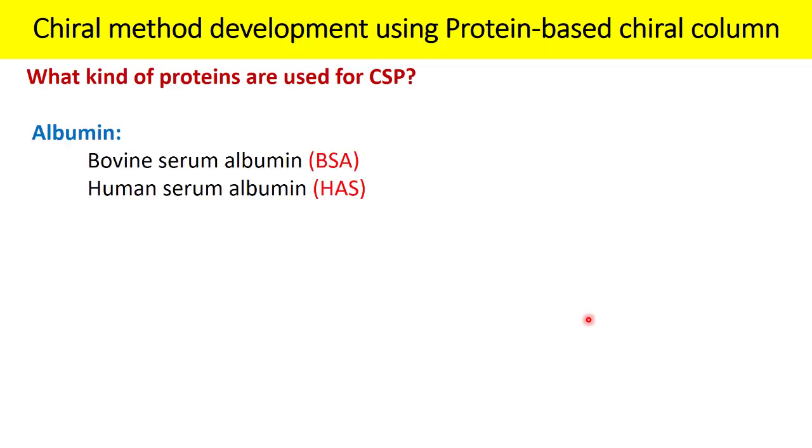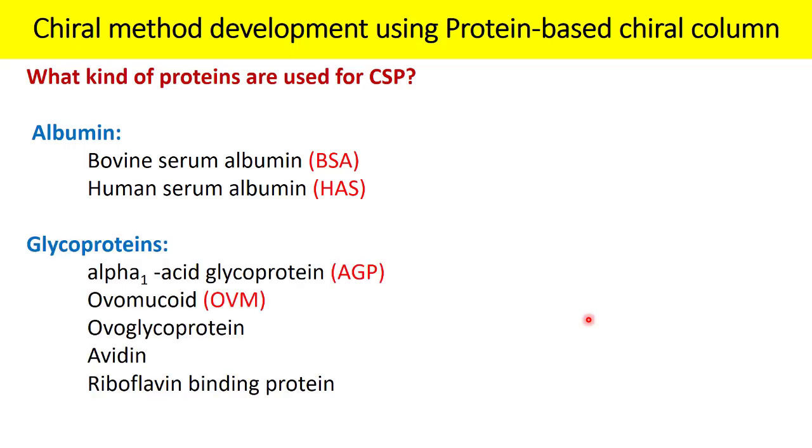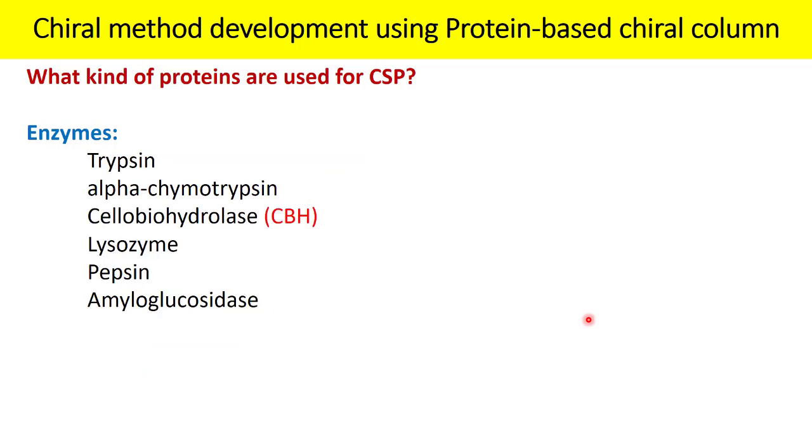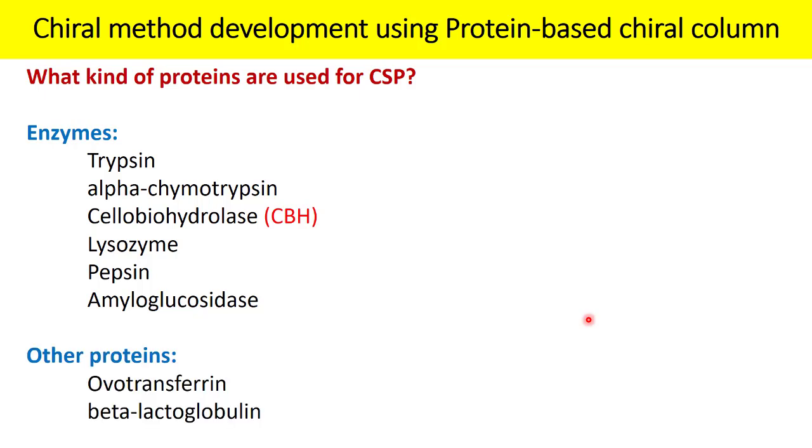Albumins are very popular. Albumins like bovine serum albumin or human serum albumin are used to manufacture the protein-based columns. Glycoproteins are also popular, like alpha acid glycoprotein, ovomucoid, ovoglycoprotein, avidin, and riboflavin binding protein. They are very popular stationary phases. Enzymes like trypsin, lysozyme, or pepsin are also used widely. And there are some more proteins which can also be used to manufacture the protein-based CSPs.